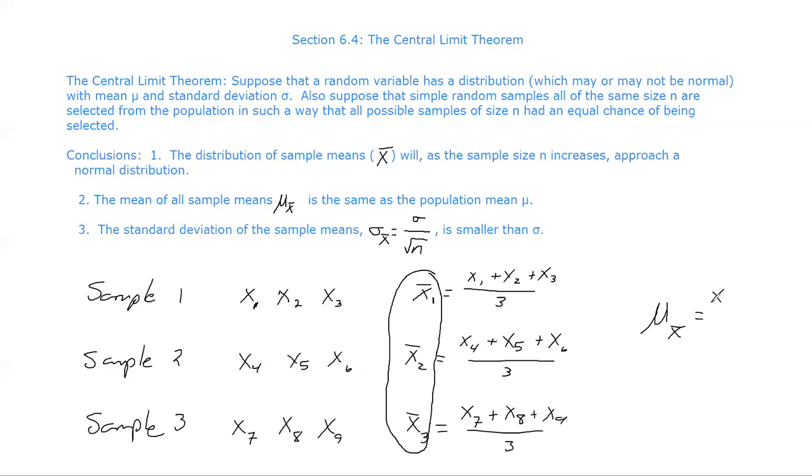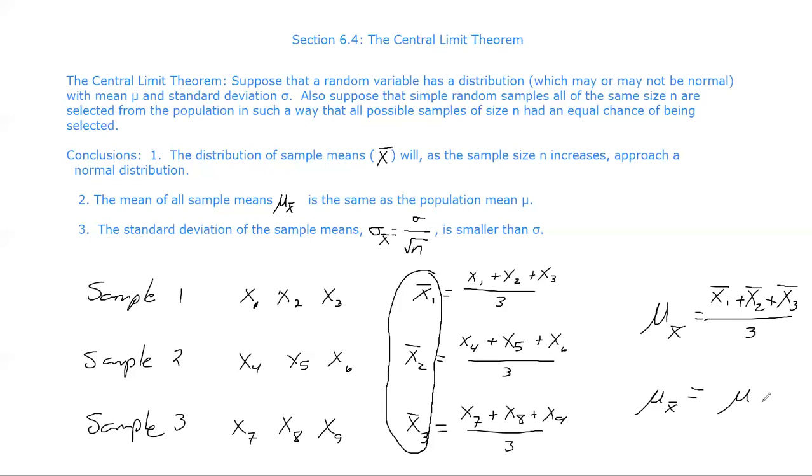And this is going to be x sub 1 bar plus x sub 2 bar plus x sub 3 bar, divided by, well, there were 3 means here, so I would divide by 3. And if you were to simplify this, you would see that mu of x bar is actually just the same thing as mu, because you would get it by just averaging all of the data values together in one big group rather than just breaking them up into 3 separate samples.